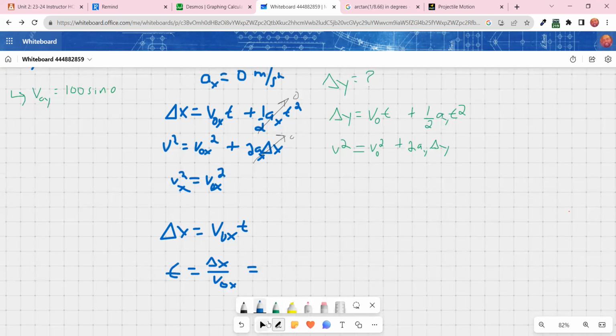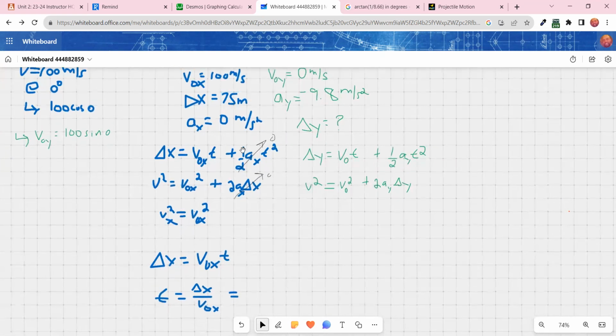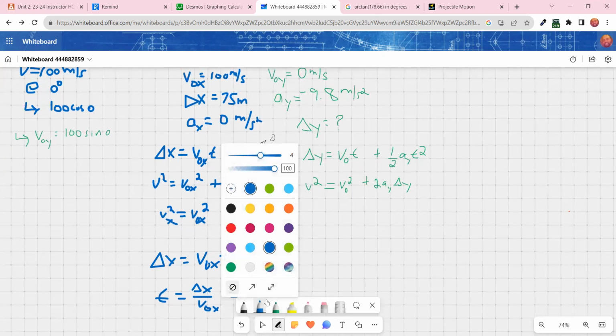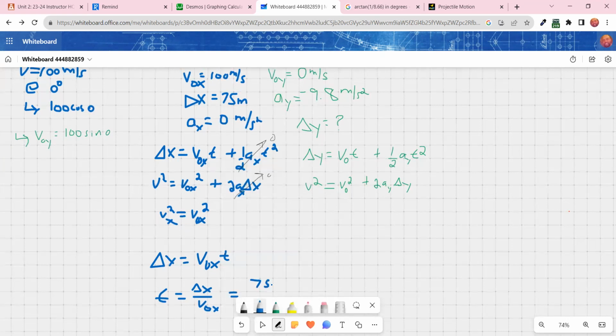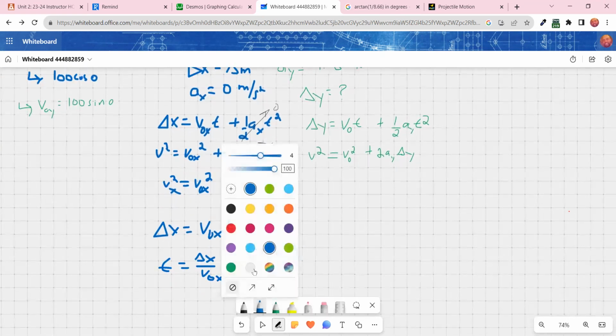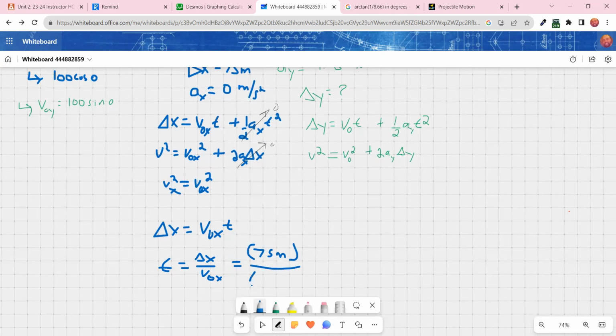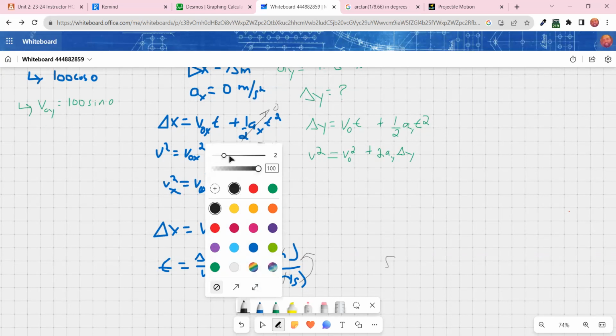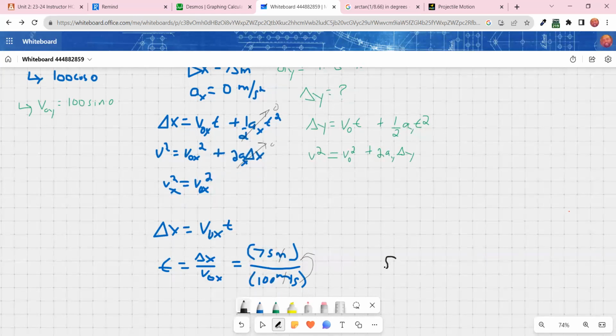We plug it in. Our distance is, well, how far is it going? 75 meters. And how fast is it going? 100 meters per second. What happens with my units? Meters cancel out. Top of the top, top of the bottom, they cancel out. Bottom of the bottom, therefore it comes up top. We're left with seconds. That's what I'm looking for. Excellent.